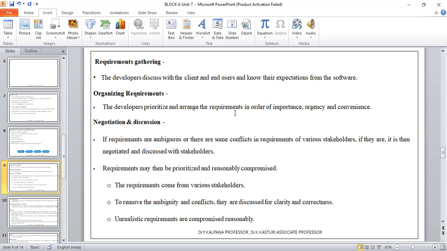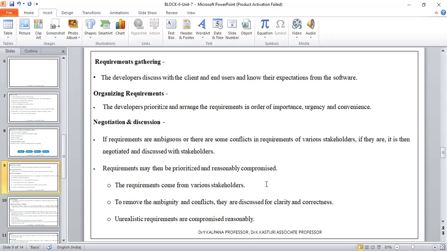Negotiation and discussion: if requirements are ambiguous or there are conflicts between the requirements of various stakeholders, they are negotiated and discussed with stakeholders. Some requirements cannot be practically implemented. Likewise, they will be discussed once again with the stakeholders. Stakeholders are the interest holders involved in the project: the client, the end users, the technical team, and analysts. Requirements may then be prioritized and reasonably compromised.